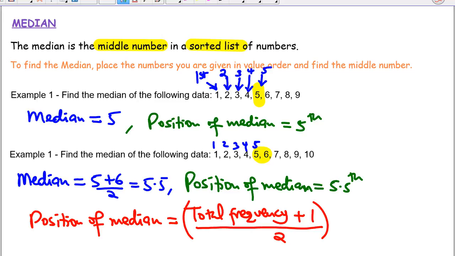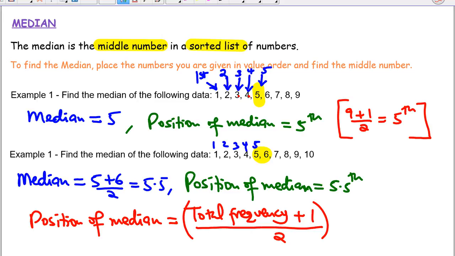For example, in this case, how many numbers do I have? 1, 2, 3, 4, 5, 6, 7, 8, 9. So the position of the median will be 9 plus 1 divided by 2, which is 5. So the median is basically the fifth number from the left. All right, so fifth number: 1, 2, 3, 4, 5, and you can see it's 5.